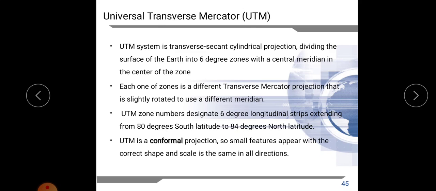Next topic is Universal Transverse Mercator, also known as UTM. UTM is a system of transverse secant cylindrical projection, and here it divides the surface of the Earth into 6-degree zones with the central meridian in the center of the zone. This is a type of projection method. It is not in your syllabus, I am explaining it just for your knowledge. UTM zone numbers designate 6-degree longitudinal stripes extending from 80 degrees south latitude to 84 degrees north latitude.